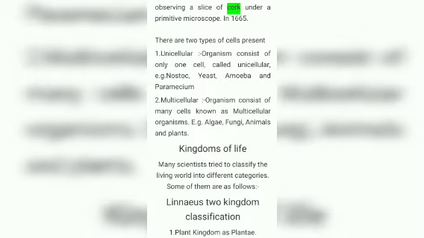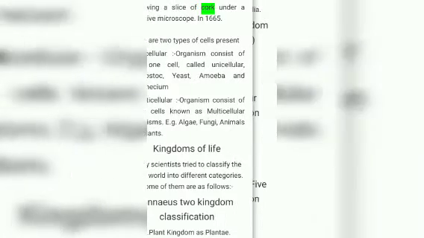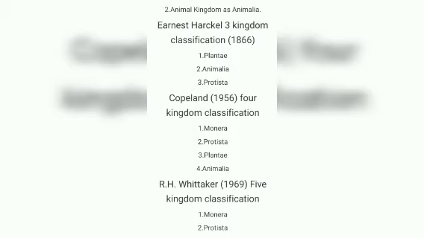Many scientists tried to classify the living world into different categories. Some of them are as follows. Carolus Linnaeus divided the kingdom of life into two categories: plant kingdom as Plantae, and animal kingdom as Animalia. And then Ernest Haeckel in 1866 classified the kingdom of life into three categories, that is Plantae, Animalia and Protista.